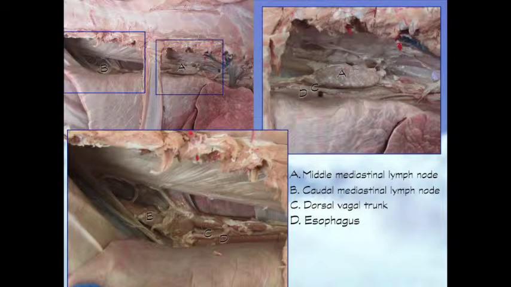Okay, here's just a close-up look. We can see both the middle and the caudal mediastinal lymph node in the bovine. We see the dorsal vagal trunk above the esophagus there. If we get a respiratory infection and those become inflamed, they can impinge upon that dorsal vagal trunk.